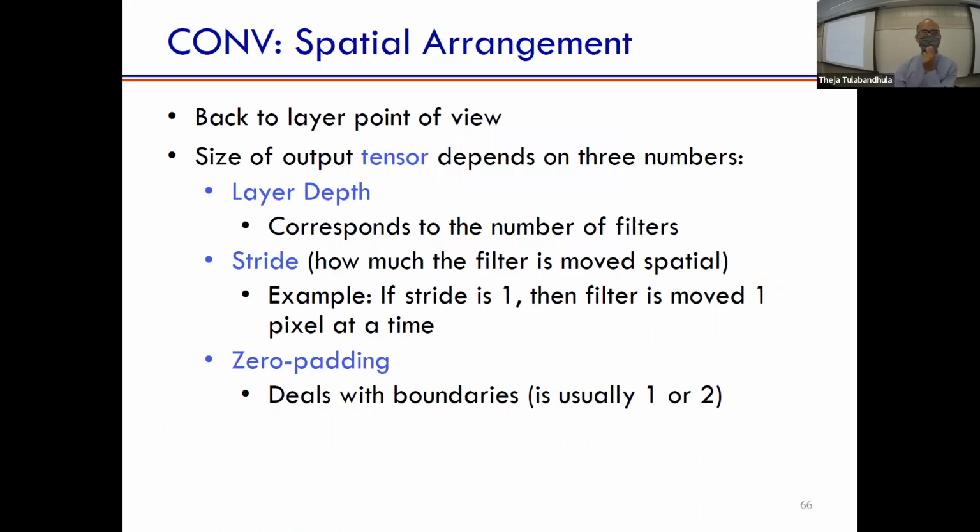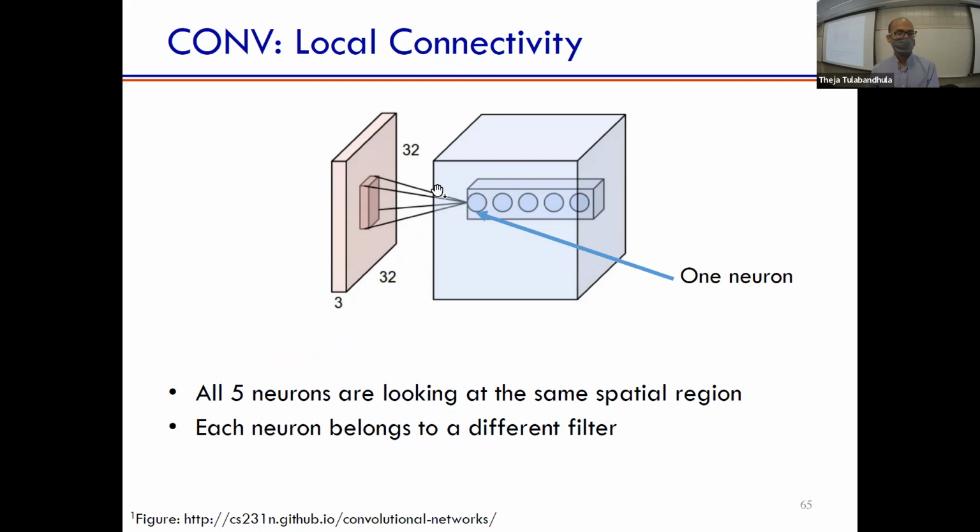Does the depth of the set of filters relate to the depth of the input? The depth of the input, let's say it's 3 here, which means the filter depth has to be 3. But the output depth is the number of filters. Each filter will have the same depth as the input, but if you choose 5 filters, then the output depth will be 5.